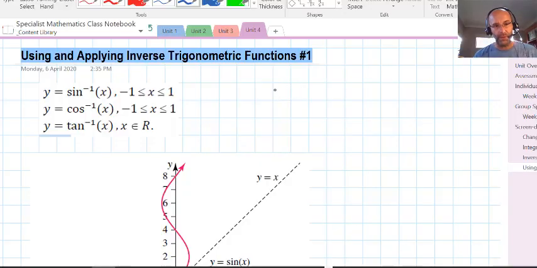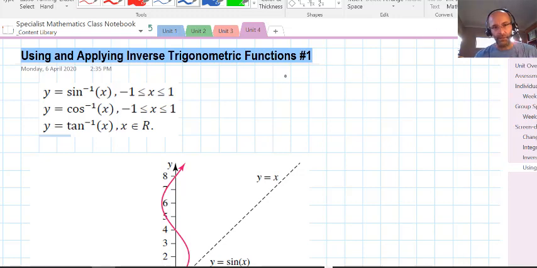Continuing our work with inverse trig functions, and we're using and applying inverse trig functions. This is the first of several videos. In the previous video we saw inverse sine, inverse cos and inverse tan of x, and we discussed various things about the functions and their graphs, and we looked at basically restrictions on the domain at a fairly light level, and we're going to look at that and explore that a lot more in this video.